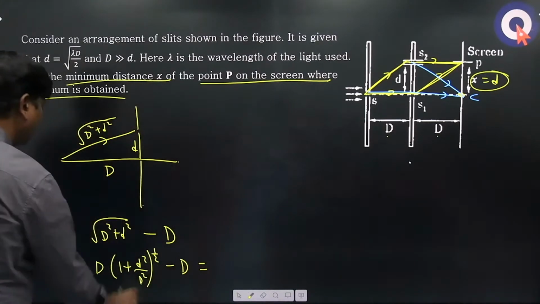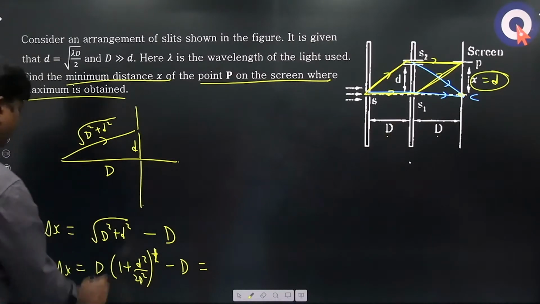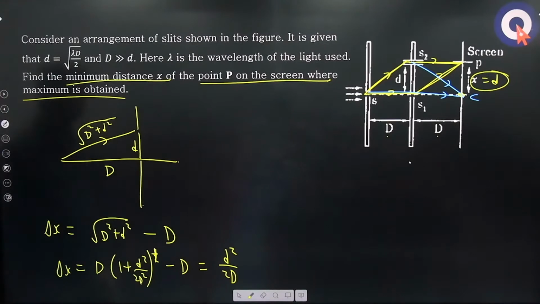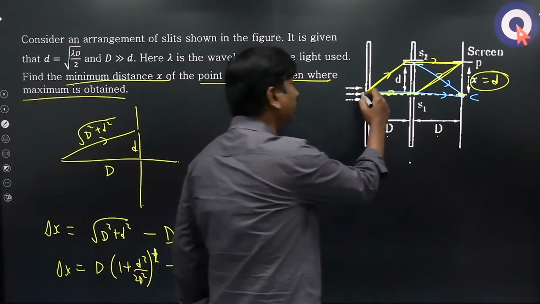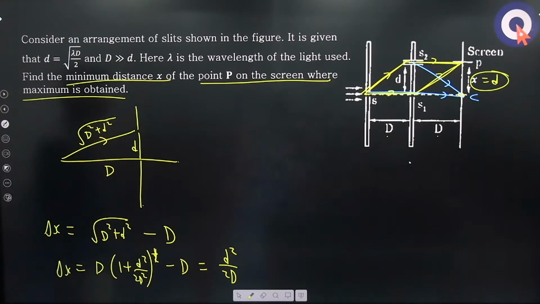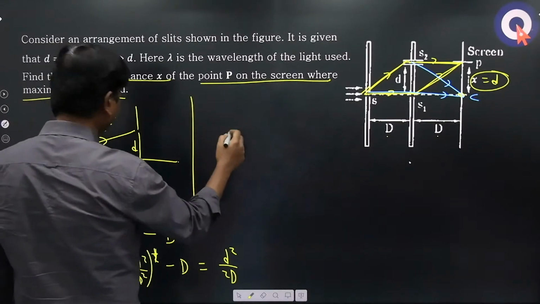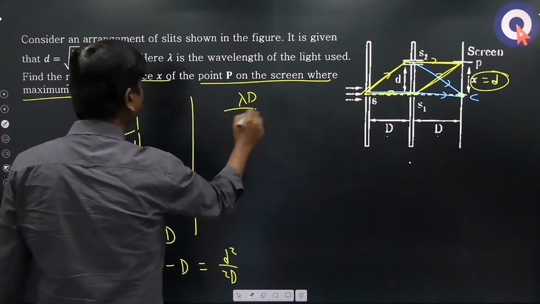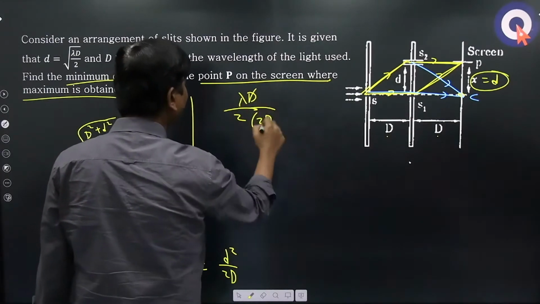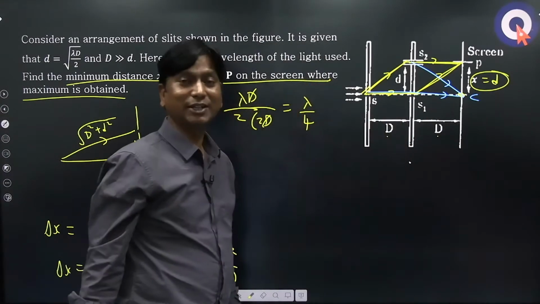So that will be nothing but this half will come here, binomial, the D's cancel. So d square by 2 capital D. Yes or no? Same thing. So the path difference between this one and this one is nothing but d square by 2 capital D, where d is this one, right? So substitute that. So d value is root of lambda capital D by 2, which means you will be getting lambda by 4. That means the path difference between this one and this one is actually lambda by 4.